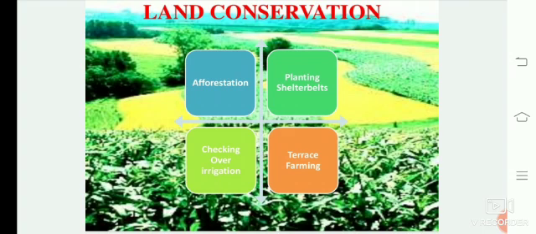Then comes checking over irrigation. When cultivation is happening, we have to always check the irrigation process, whether the land is getting over irrigated. Then comes terrace farming. Terrace farming is where the farming is done in steps. When there is erosion happening, if there is degradation happening to the land, the fertile region of the soil will be carried to each step of the terrace farming. That is what is called land conservation.